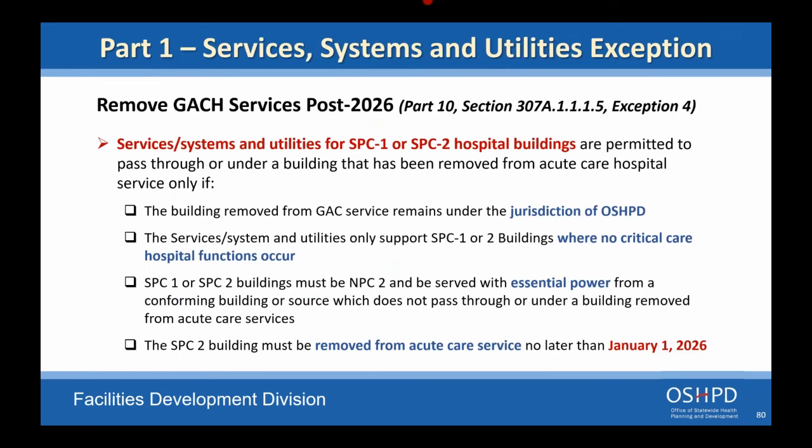Okay, the services and utilities from the buildings are permitted to pass through or under buildings that have been removed from acute care service only if the following conditions are met. The building removed from acute care service remains under OSHPD jurisdiction, and it only supports SPC 1 or 2 buildings where no critical care hospital functions occur. And the SPC 1 or SPC 2 buildings must be NPC 2 and served with essential power from a conforming building, which does not pass through or under a building removed from acute care service. The SPC 2 building must be removed from acute care service no later than January 2026. And that's if you're going to have the utilities running through it.